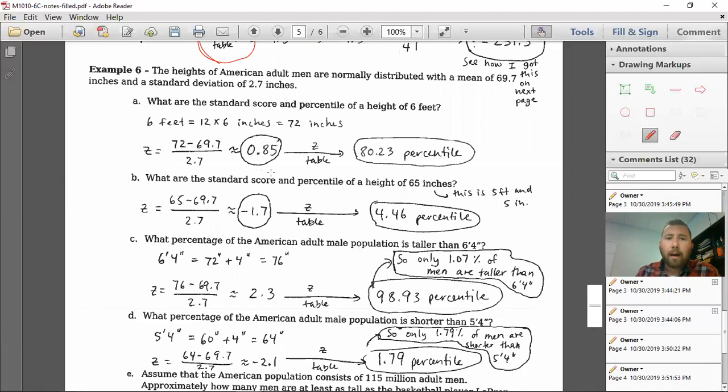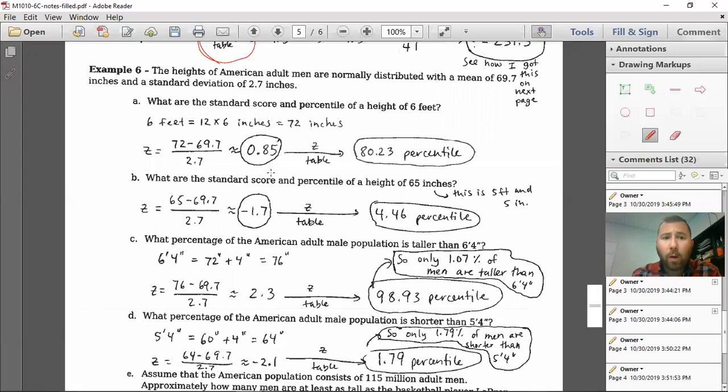We're looking at heights now of adult men. Again, one of those measurements that you would expect to be normally distributed. The mean is very close to 70 inches, which would be 5'10", because 5 feet is 60 inches. So 60 plus 10 gets me up to that 70. So 5 feet and 10 inches, that's what we're working with as a mean. Standard deviation is 2.7 inches.